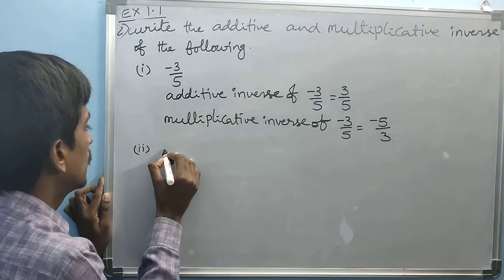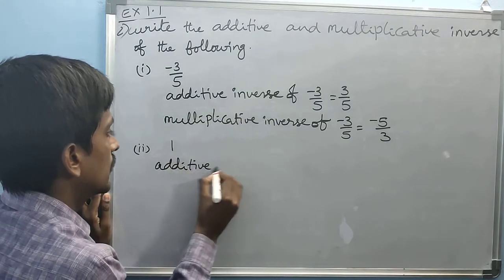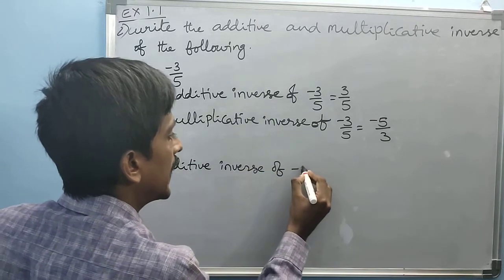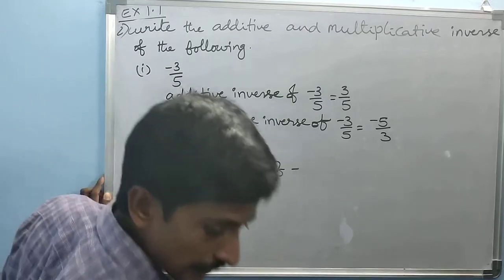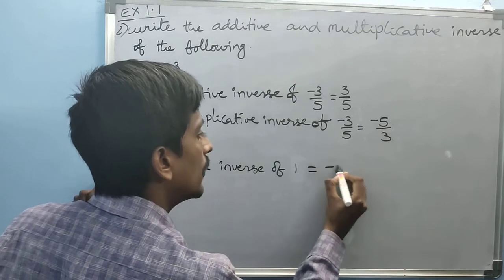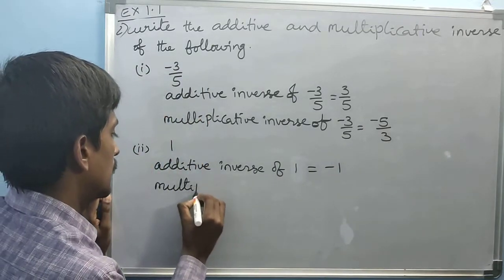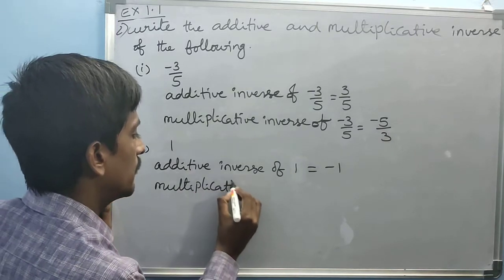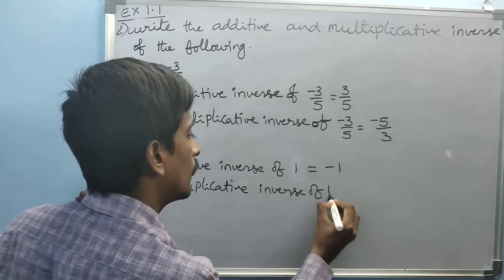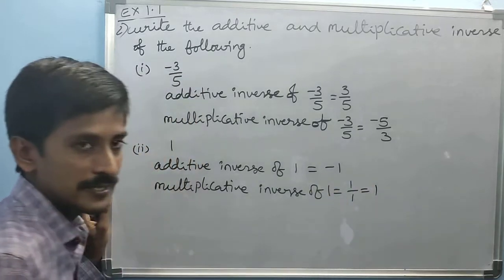Second one, 1. Additive inverse of 1 equals minus 1. Multiplicative inverse of 1 equals 1 by 1, which is also 1.